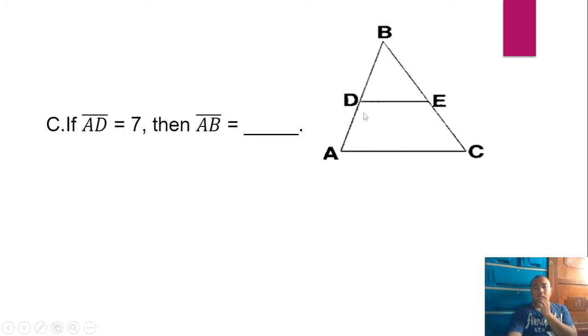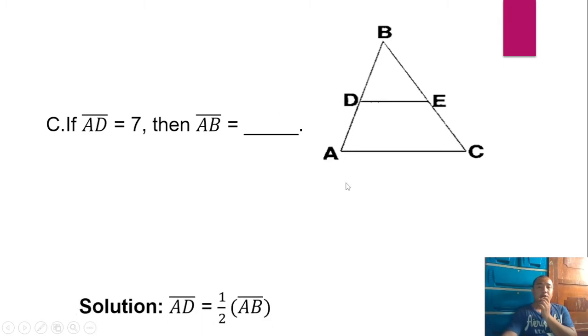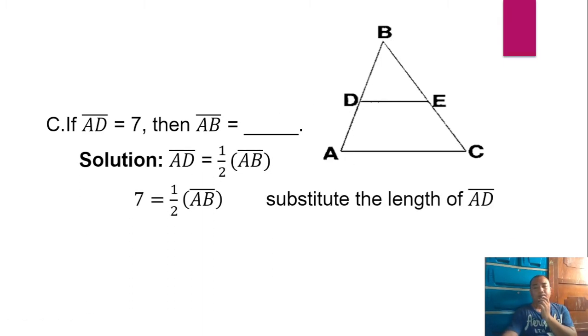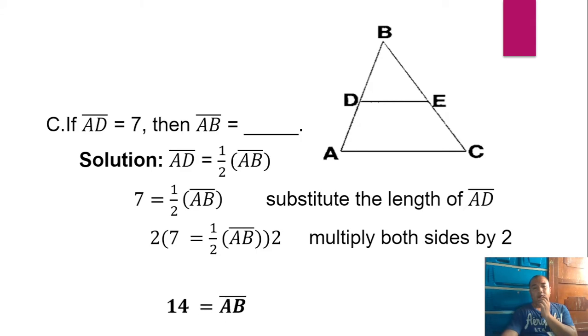Alright. So since point D is the midpoint, if AD is 7, DB is also 7. So what's the length of AB? Segment AB, 7 plus 7 is 14. Yan. AB is 14, diba?